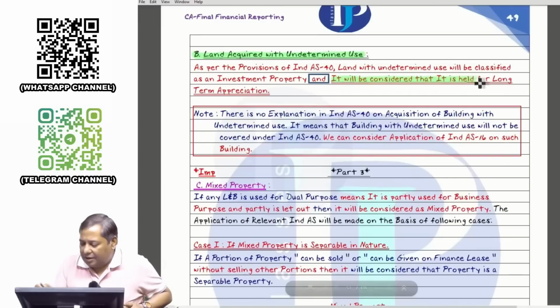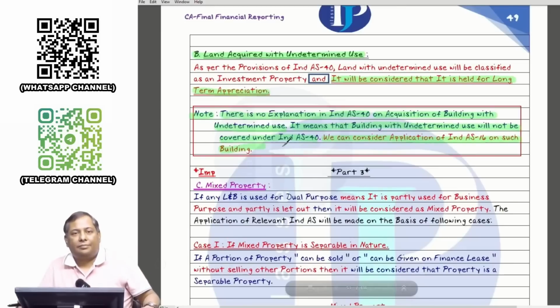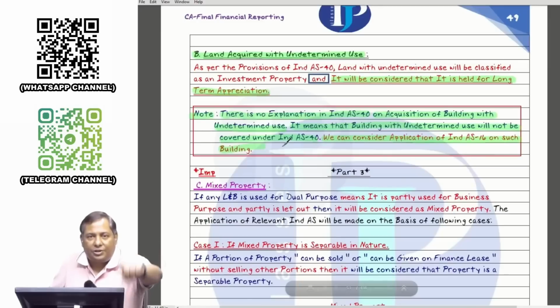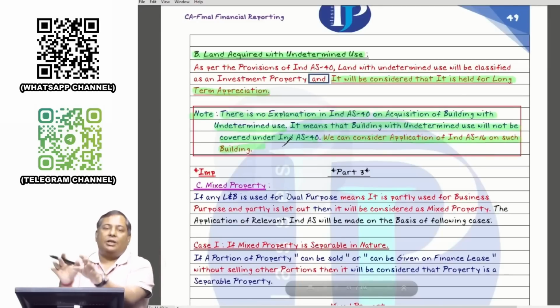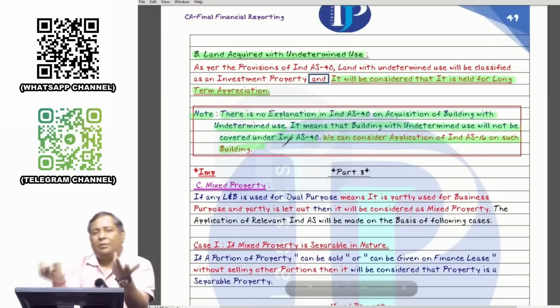For land, it will be considered that it is held for long-term appreciation. Then we apply 40 on it and write a note. There is no explanation in Ind AS 40 on acquisition of a building with undetermined use. It means a building with undetermined use will not be covered under 40. We can consider applying Ind AS 16 on such a building. If we give it to an employee, 16 will be applied. For undetermined use of land, we will apply 40, but if it's for building use, then it will be 16. So you should know which Ind AS is used on property and how it is applied. We discussed this before; I told you to see the point for mixed property.